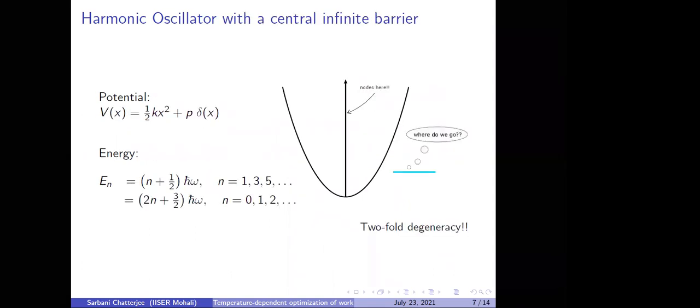Okay, so moving forward. Now, what happens when we insert an infinite delta function barrier at the center of the harmonic oscillator? The potential of this new system changes as so, where P approaches infinity for an infinite potential barrier. We may very well derive the expressions for energy in this scenario, but for now, we shall look at a qualitative treatment for what exactly happens.